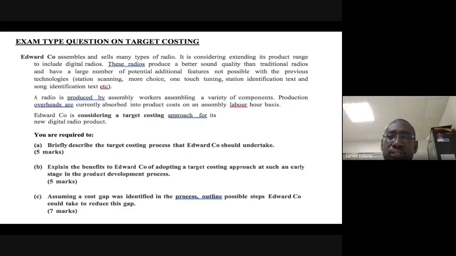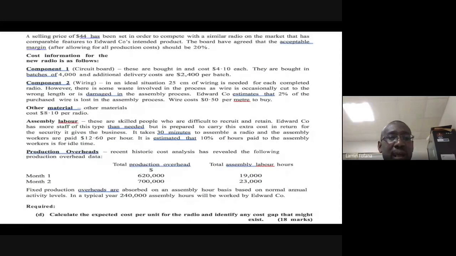So what's the last part? Okay, yeah. We're still talking about the cost gap identification and what to do. So, value engineering. There are lots of different ones. Mr. Fofana, you can go ahead with the value engineering. Yes, Dumbia, go ahead.